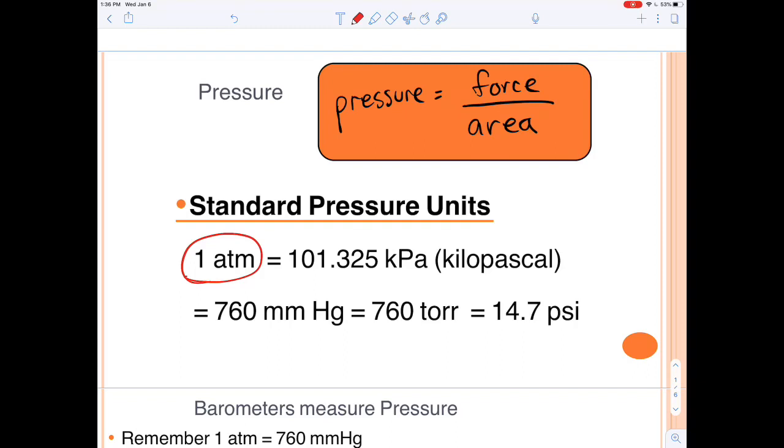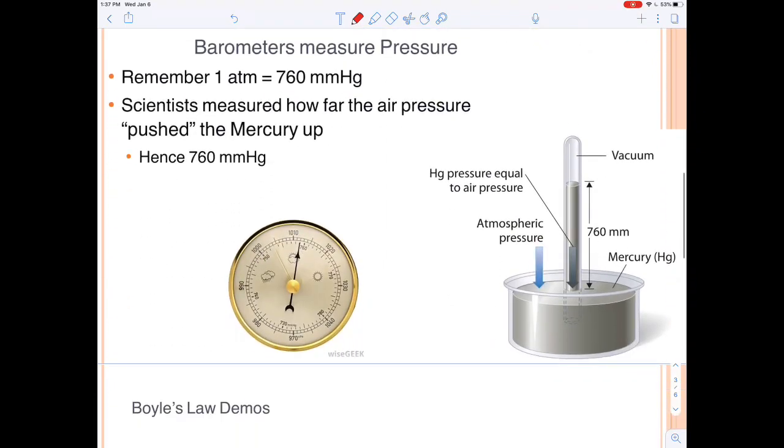We're going to usually use atmospheres, but you might see pressure in kilopascals, millimeters of mercury, torr, or pounds per square inch, PSI. Okay, barometers are the name of the device that measures pressure. And so they came up with 760 millimeters of mercury by putting some mercury in a vacuum tube here. And they saw that 1 atmosphere of pressure pushed the mercury up exactly 760 millimeters. So that's how we get that conversion.